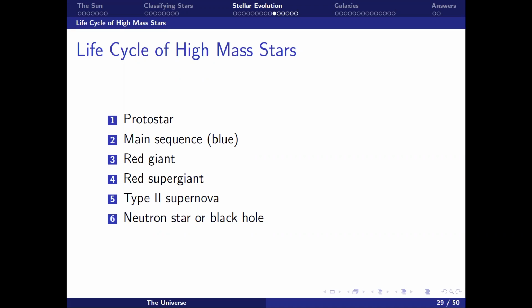They will eventually turn into a red giant like the low mass stars did, but from there they can turn into a red supergiant, which is just like a red giant, only bigger. And the red supergiant can turn into an even more energetic explosion, which is a type 2 supernova. And the remnants of a type 2 supernova are a neutron star or possibly a black hole.